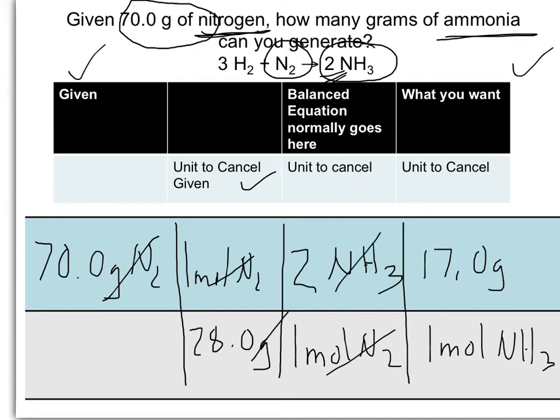So again, the moles of ammonia are going to cancel. So everything cancels across: grams of nitrogen, moles of nitrogen, moles of nitrogen, moles of ammonia, and now we're left with grams of ammonia. As before, you're going to multiply everything on top and divide everything on bottom to get your answer. So 70 divided by 28 times 2 times 17 gets our answer.